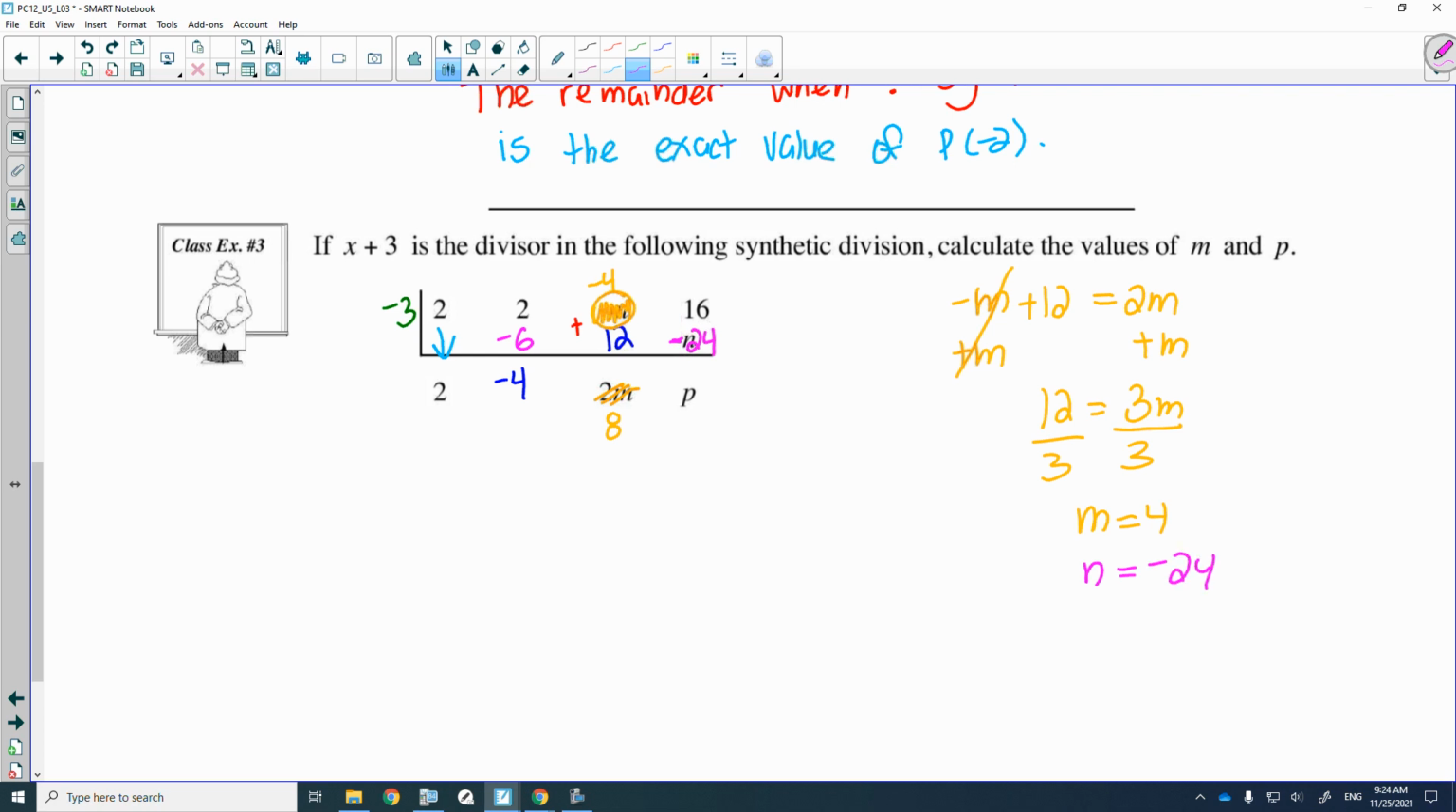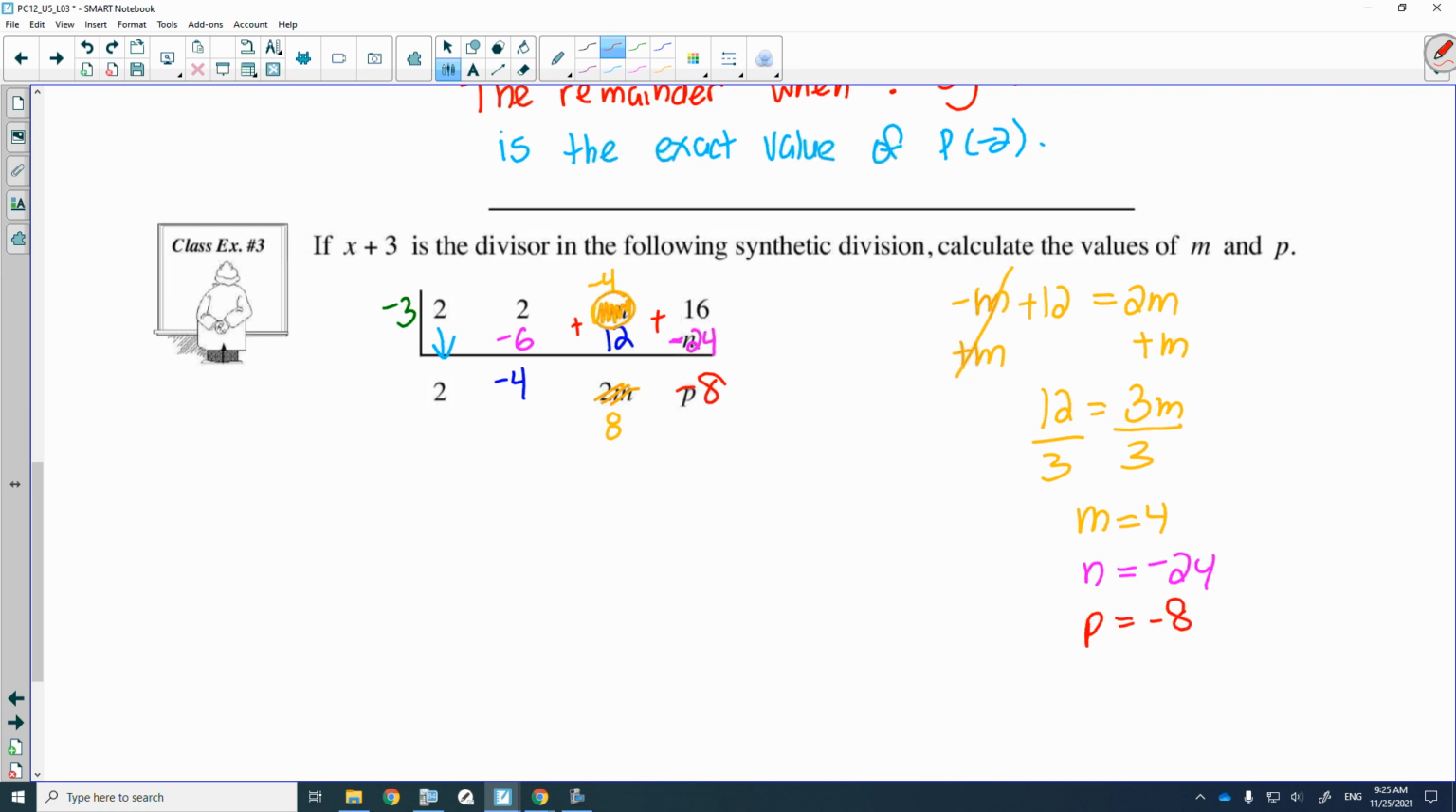Now they want p, but p is what we've always been doing. We add. So 16 plus negative 24 would give you what number? Negative 8. P is equal to negative 8.